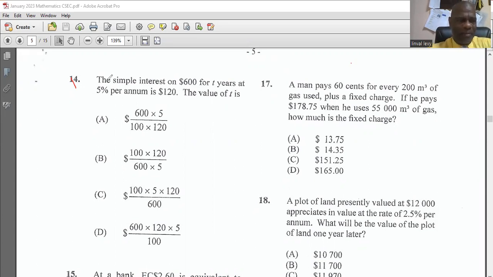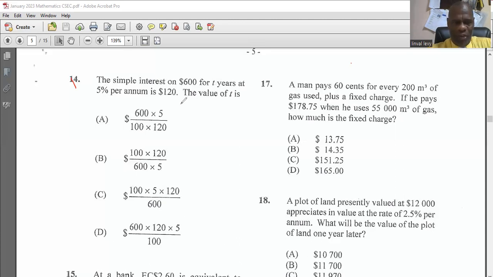So we are starting at number 14. We have the simple interest on $600 for T years. So $600 is the principal for T years, so we don't know the time, at 5%, which is the rate per annum, is $120. So $120 is the interest, right? So we know the interest, we know the principal, we know the rate. What we don't know is the time or the number of years or months.